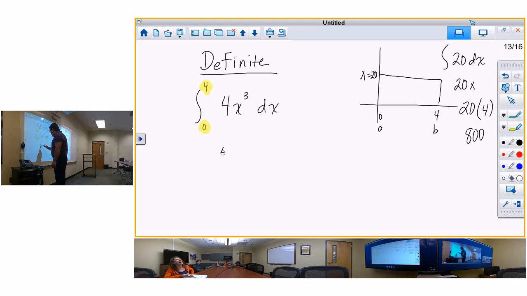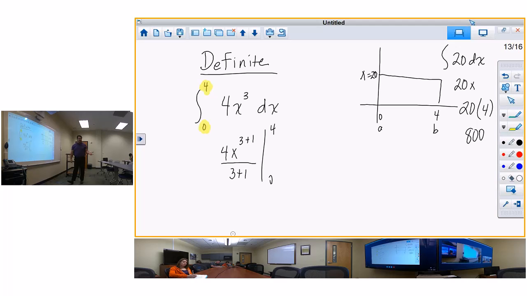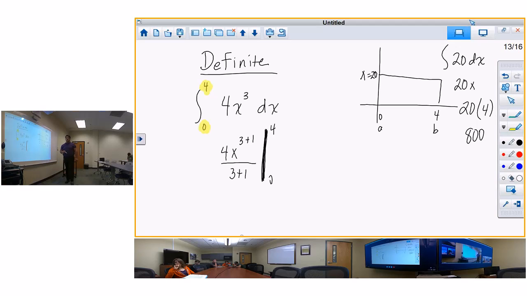Anyway, so we got 4x to the 3 plus 1 over 3 plus 1 evaluated at 0 and 4. Now, make a note here for those of you that's never seen an antiderivative. When you have a definite integral, you draw this little line right here. When you take the antiderivative, this means I'm going to evaluate this guy at 4 and 0. Evaluate means subtract. Now, why does it mean subtract? Well, I'm going to give you an example.